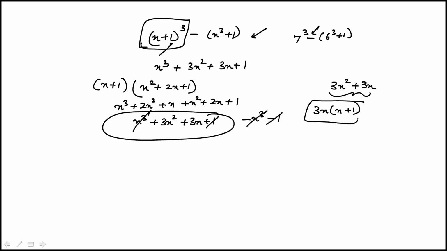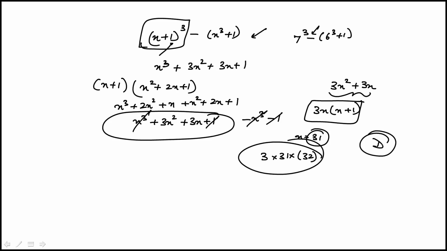And then glancing at the answer choices, I realize that if n is 31, this is 3 times 31 times 32. So then the answer is D.